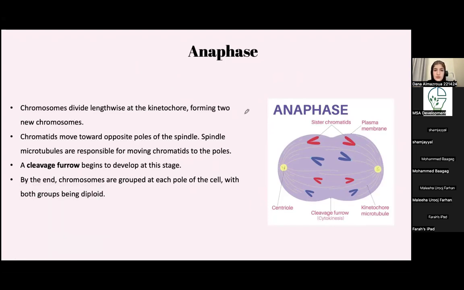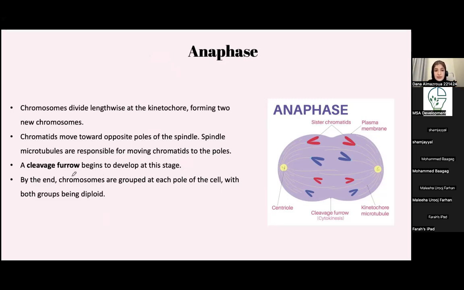Anyway, so yeah, chromosomes divide lengthwise. Lengthwise meaning they were aligned in this way, and lengthwise they've divided this way. If you look at the picture, it would make sense. Now, chromatids move towards the opposite poles of the spindles. Spindle microtubules are responsible for moving chromatids to the poles, which makes sense because they're going to pull them apart, since they were attached to the centromere or the kinetochore. So when they start pulling them in opposite directions, they will separate.